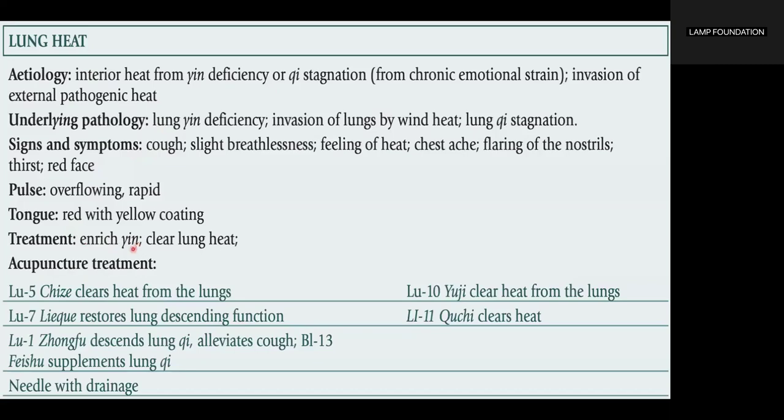Acupuncture treatment: we use Lung 5 to clear heat from the lungs. Lung 7 to restore the lung descending function. Lung 1 to descend lung Qi, alleviate cough. Bladder 13 to supplement lung Qi. Lung 10 to clear heat from the lungs. LI 11 to clear heat, needled with reduction or sedation techniques or drainage.